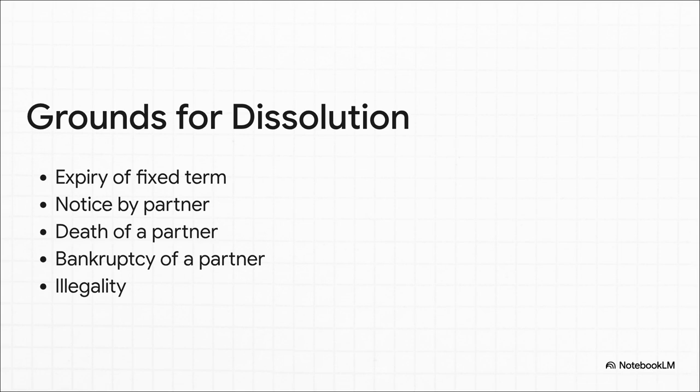They are throwing 15 marks at this, so pay attention. Here is your definitive 5-point checklist. 1. The expiry of a fixed term or project. 2. A partner simply giving proper notice. 3. The death of a partner. 4. Bankruptcy. And 5. The business becoming straight up illegal.